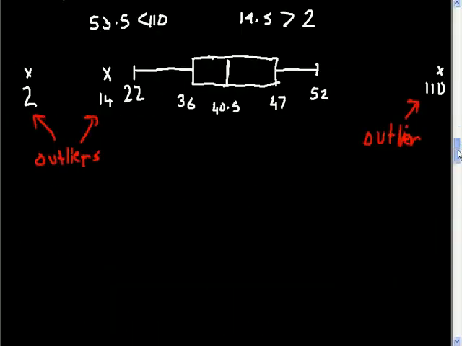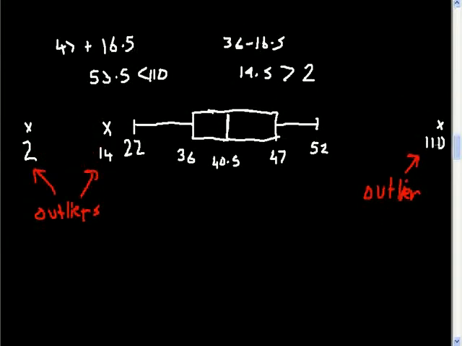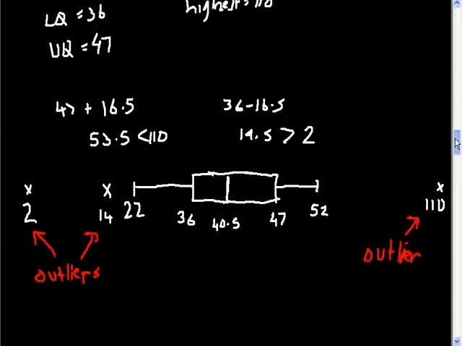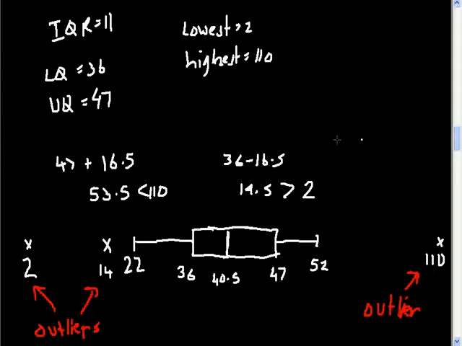The test for an outlier in the upper extreme is to times the interquartile range by 1.5 and then add it to the upper quartile, which is 47, and that's 53.5. Then we saw that there was one point which was above that value, which is 110.